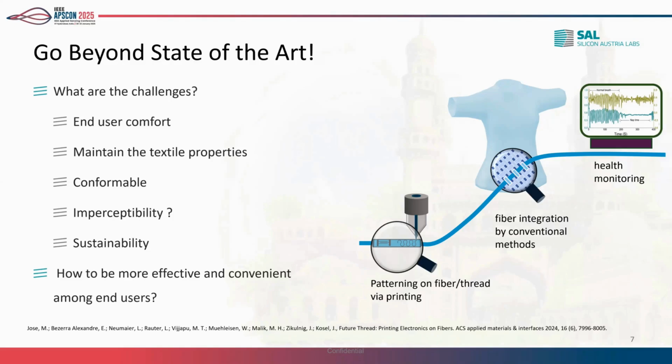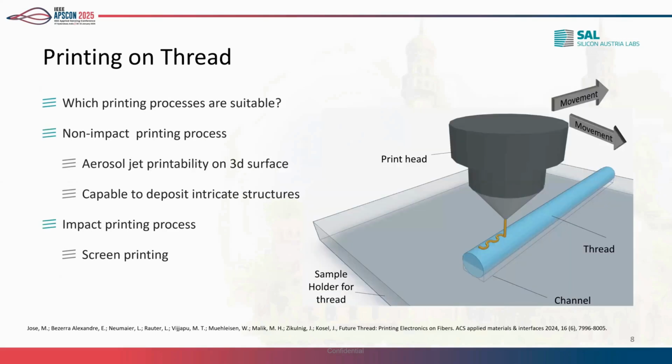Like maybe in one use case, it may be wound monitoring. Another use case can be sportswear. So this is the thing I want to go a bit beyond now. What we do is print directly on thread. Here we mostly used two different types of process. One is a non-impact process, like aerosol jet printing, and that gives very intricate structures very precisely. We can go down to 40 micron line widths.